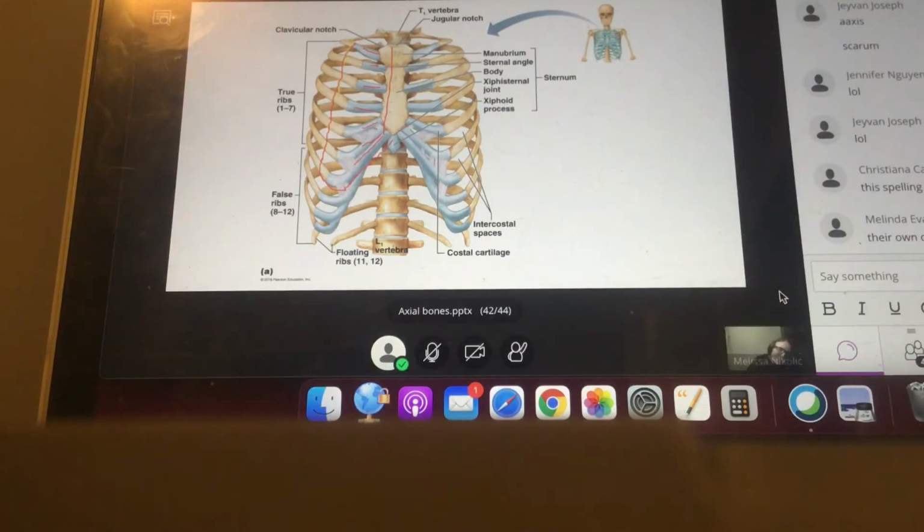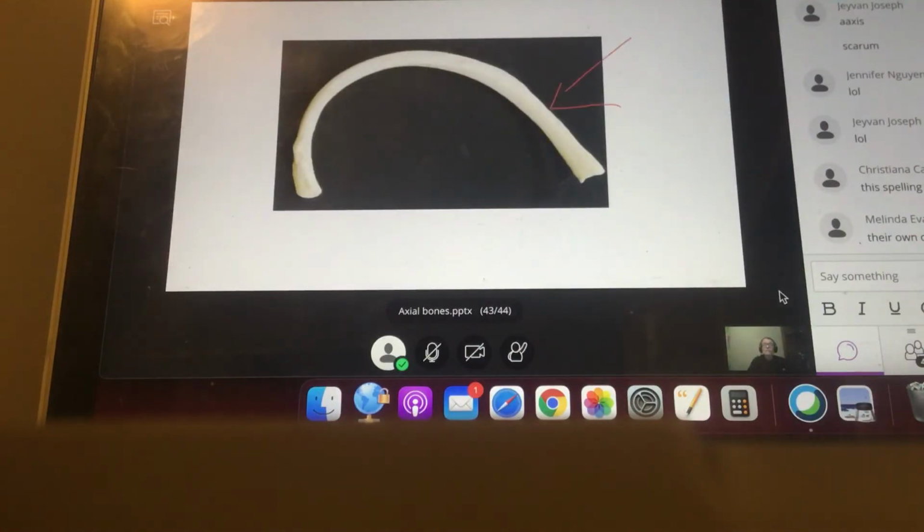Now, what you see here is this guy, 8, 9, and 10 blend up into number 7's cartilage, right? So that's why 8 to 12 are false ribs. But they're all ribs. Remember, 12 pairs of ribs. 1 to 7 are true, 8 to 12 are false, 8 to 10 share the cartilage, 11 and 12 are floating. They just hang out in the back. All right, that's it. What you got to know is that's a rib.